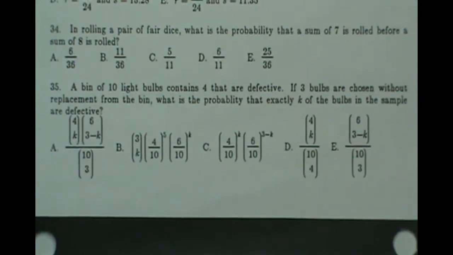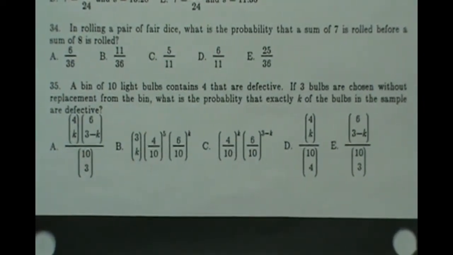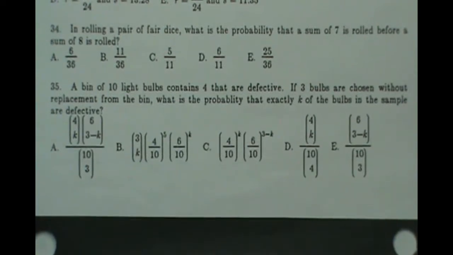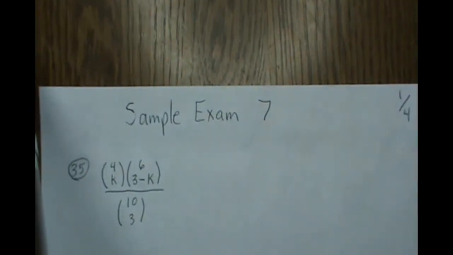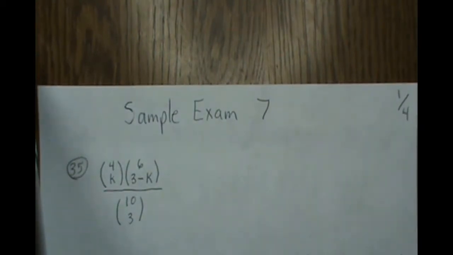This is sample exam 7, problem number 35. A bin of 10 light bulbs contains 4 that are defective. If 3 bulbs are chosen without replacement from the bin, what is the probability that exactly K of the bulbs in the sample are defective? Problem number 35 ends up being a hypergeometric.